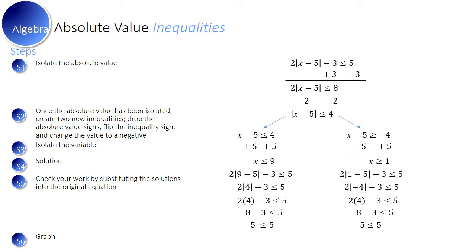Once we've done this, we're going to go ahead and put our solutions on a number line. And again, because we're using less than or equal to signs from the original inequality, we're going to have closed circles on our number line. So we're going to go ahead and put the first closed circle on 1 and the second closed circle on 9. Since x is less than or equal to 9, our arrow is going to go to the left. Since x is greater than or equal to 1, our arrow is going to go to the right. And you can see that our solution is going to be every number between 1 and 9, inclusive of 1 and 9.